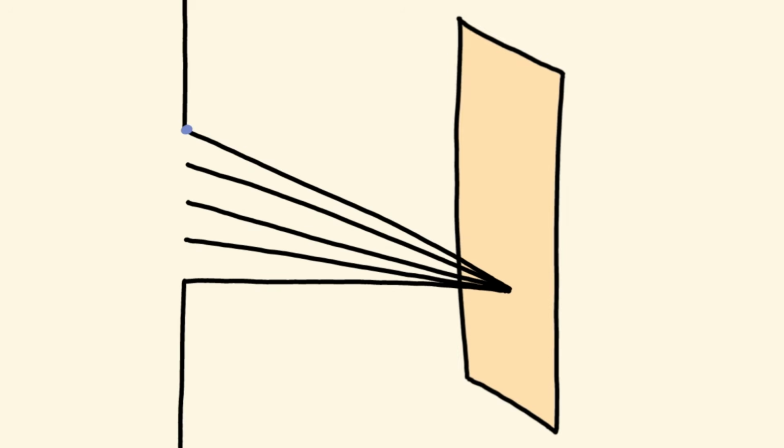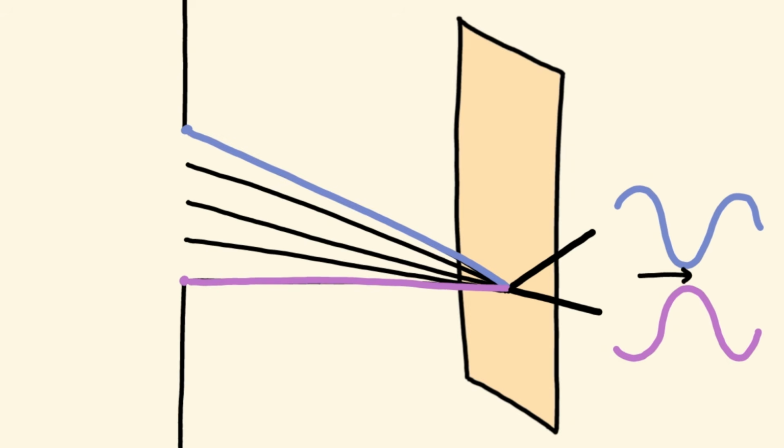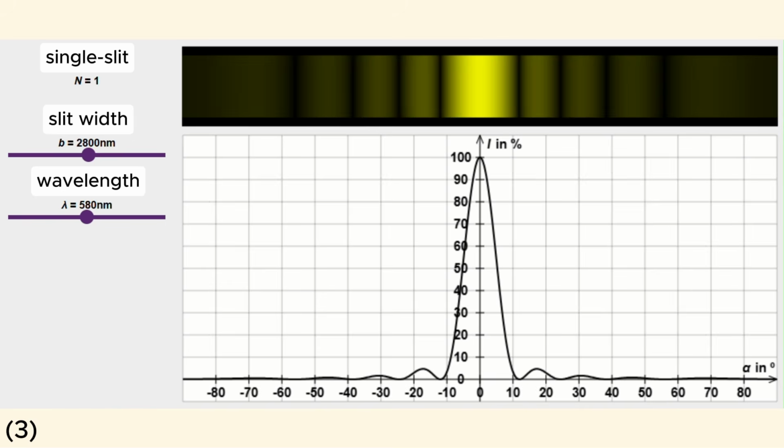The distance from here to the screen is longer than the distance from here to the screen. That's why the waves arrive shifted relative to each other. At the minima, they are shifted exactly such that they cancel each other out. The pattern depends on the geometry of the slit and the light's wavelength.